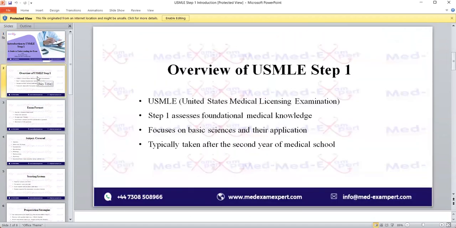All right, so Step 1 is about foundational medical knowledge, like we all know. So basically what we studied in first year, second year, third year, right? That is the examination in Step 1. We don't go deep into fourth year, fifth year because that's basically clinical, right? Okay, so it usually focuses on basic sciences or application.